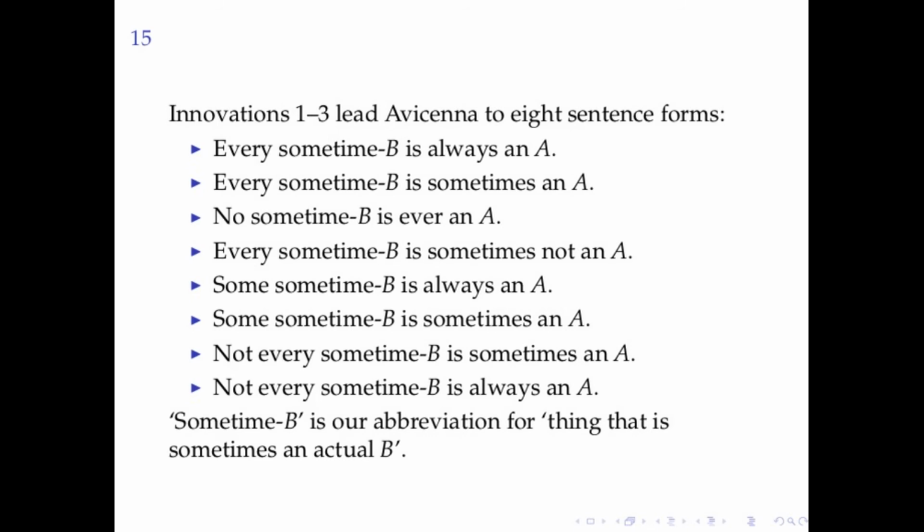Now, as a result of the 3 innovations that I've listed so far, Avicenna reckoned that he could introduce 8 new sentence forms. And here they are. Every sometime B is always an A, where the always means while the thing exists. Every sometime B is sometimes an A. No sometime B is ever an A, etc., all the way down the list. By the way, when I say sometime B, that's an abbreviation for Avicenna's usual phrase, thing that is sometimes an actual B.